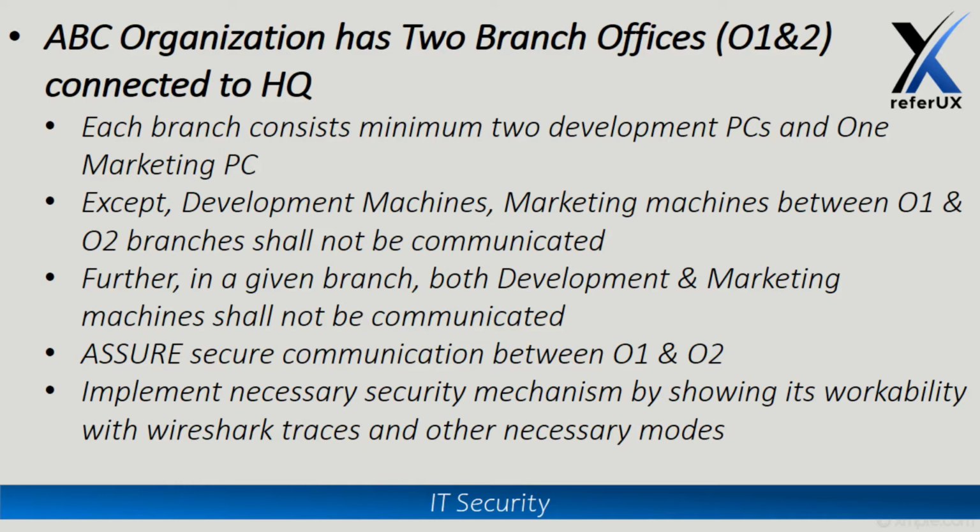And also, in a given branch, both marketing machine and development machine should not communicate, that is, their own internal communication issues. And also we have to implement security mechanisms in order to secure the entire communication between Office 1 and Office 2. And also we are supposed to prove the workability of the solution using Wireshark traces and other necessary modes like logs. We can see the access control, packet captures, and ping traces to show these.